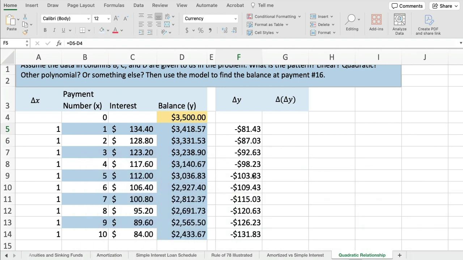Okay, that's interesting. All right. So the point is that delta y is not constant, so this is not linear. Okay. That is our conclusion right there.